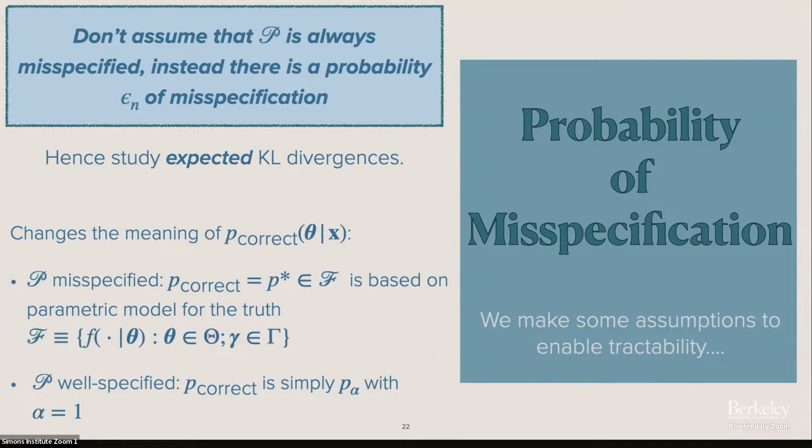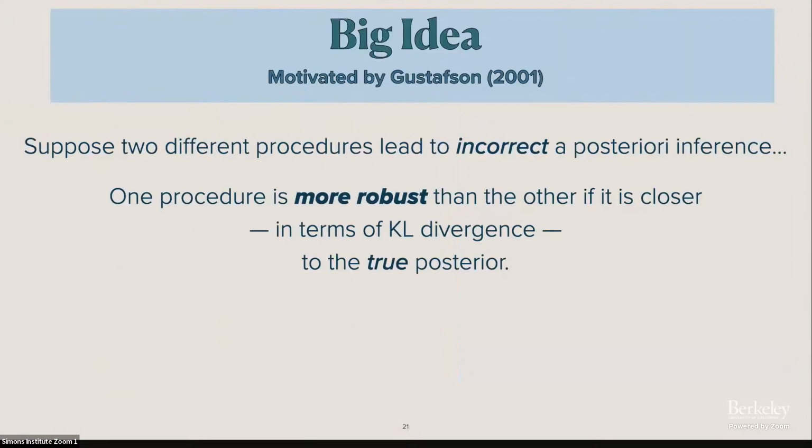I'll say a little bit more about this when I'm interpreting the results, but the short story is, if you always assume that you're misspecified, then the results say alpha should be 0. Don't use the wrong likelihood in your analysis. If you're always correctly specified, alpha should be 1. Obviously, use it because it gives you information. So the interesting regime where our phase transitions occur is where there's some probability of misspecification.